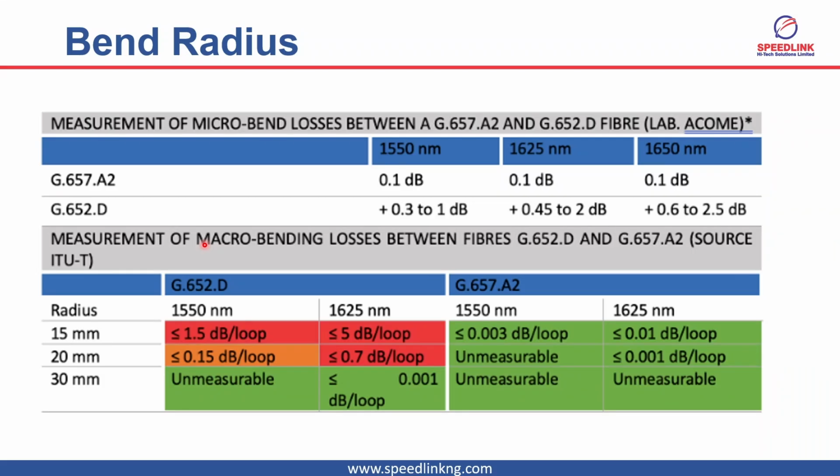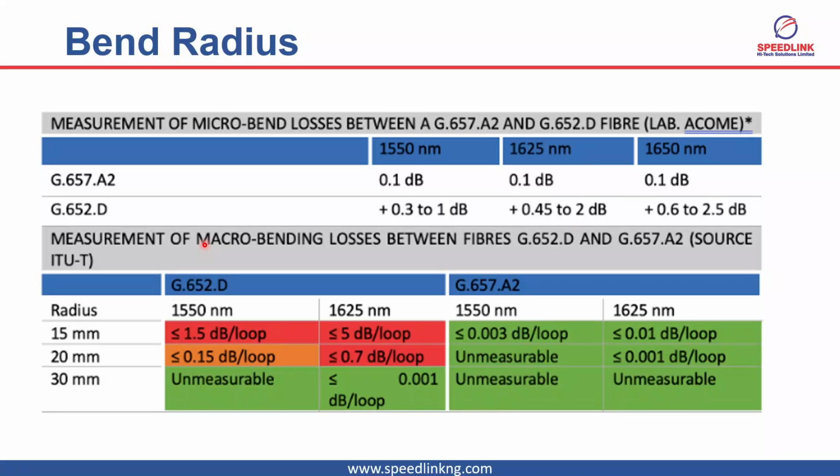Same thing with the wavelength of 1625, 0.1, while the G652.D will be having a loss of what? 0.45 to 2 dB. And it's even worse for the last wavelength of 1650 nanometers, right? Then we'll talk about the loss from macro bending between those two cables also.